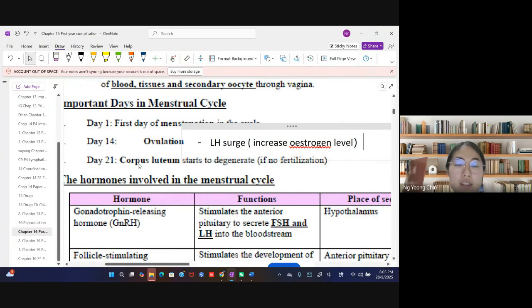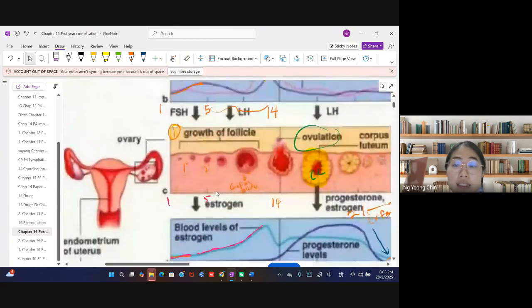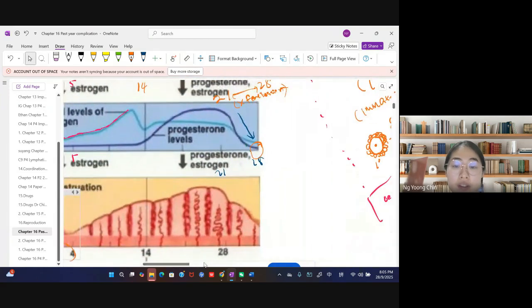So you can see, after they produce the corpus luteum, if there's no fertilization, they will start to degenerate. The degeneration of the corpus luteum just happens between day 21 and day 28. So that's why you can see the decline in the estrogen and progesterone level at this period.